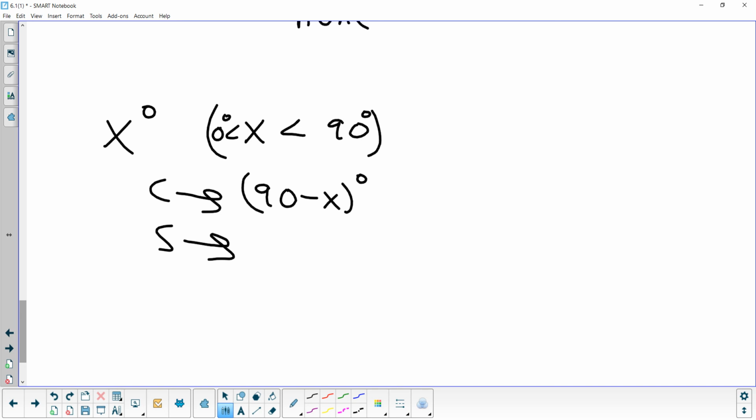Yep, 180 minus x. So that's in general how you go about thinking of the complement and the supplement. You just take your angle and subtract from 90 to get the complement, subtract from 180 to get the supplement. Questions? Okay.